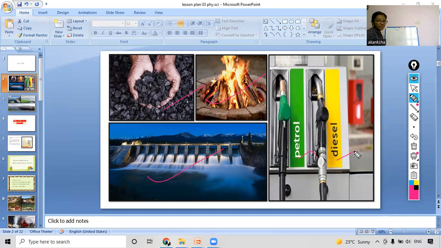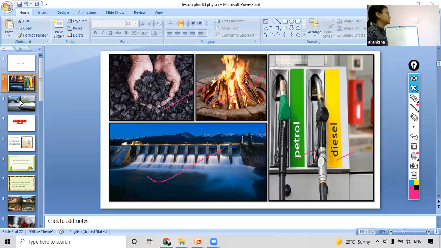So now which source of energy are they? Conventional sources of energy, right? Yes, these are conventional sources of energy. So now let's move ahead and see some more details. We will see some more pictures, and on the basis of those pictures, you have to identify more things. But before going to the second slide, you have to define what you mean by conventional sources of energy. You can write your answers in the chat box and then we will move on ahead.